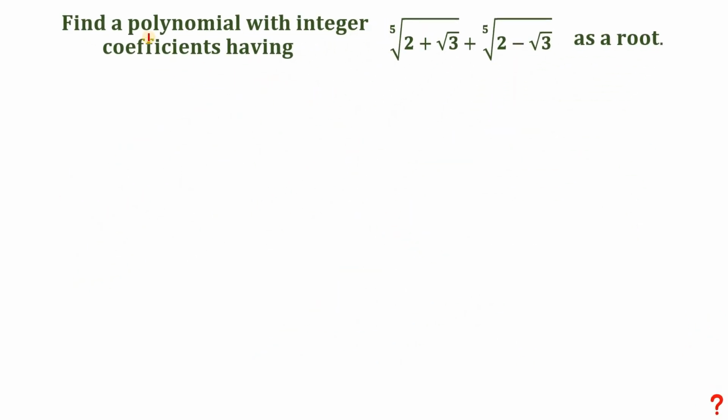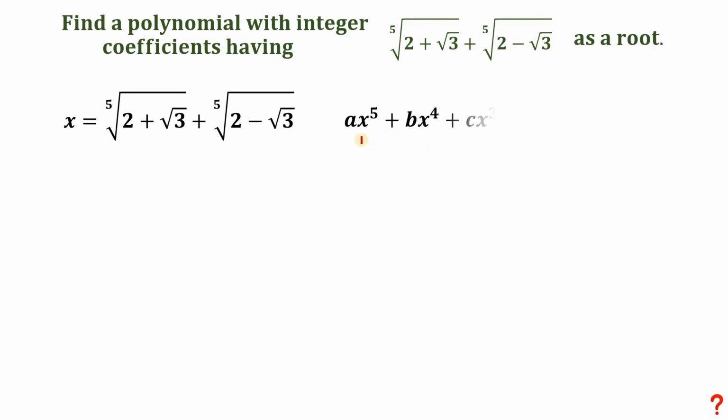Alright, so our goal in this question is to find a polynomial with integer coefficients having this expression as a root. Now, to answer this Math Olympiad question, what we're going to do is to take this expression and let it equal x. So now, we can rewrite our polynomial equation as follows.